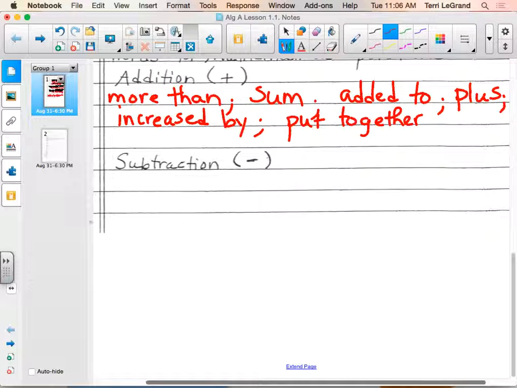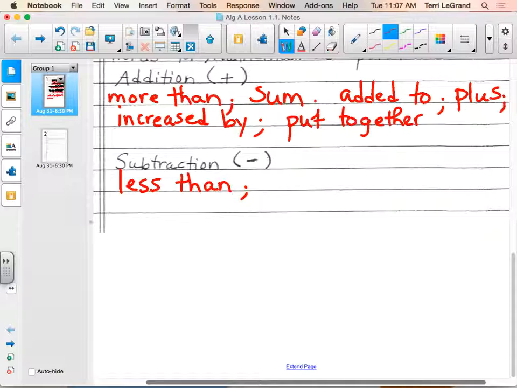Subtraction: less than. 4 less than 7. What is 4 less than 7? Subtraction is tricky, because does 4 take away 7 mean the same as 7 take away 4? No. So when we use the words less than, we have to be really careful. 4 less than 7 means I'm supposed to take 4 away from 7. What would it be? 3. Okay, so those are good words for subtraction.